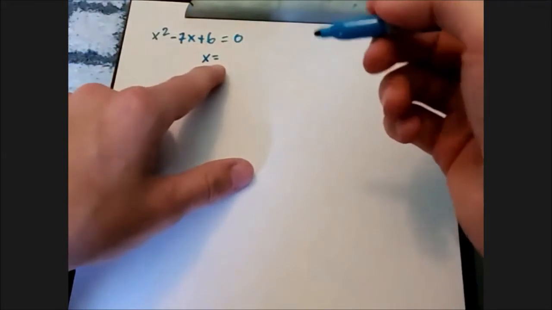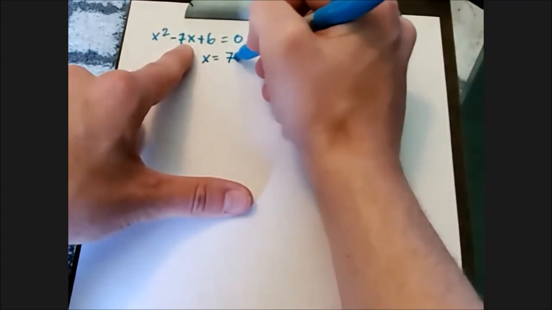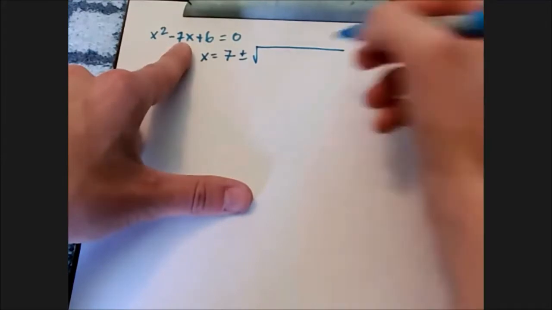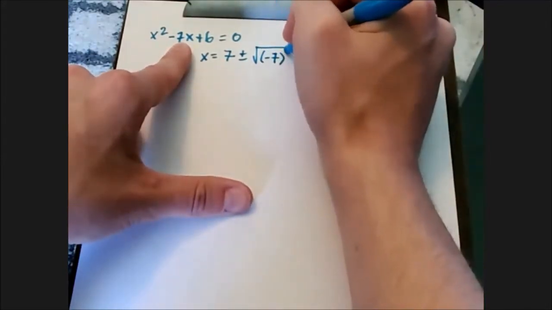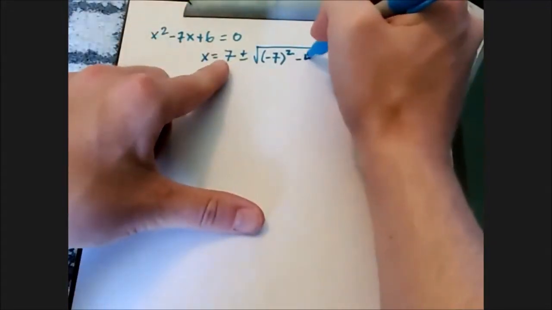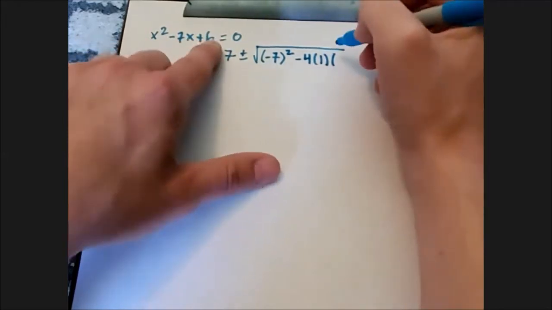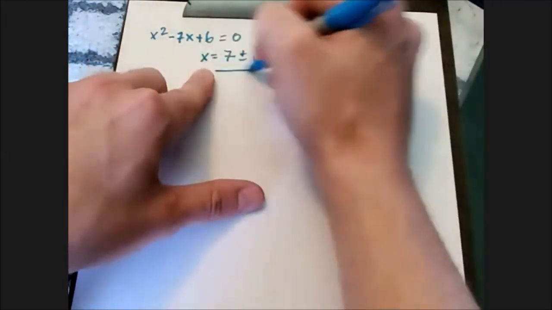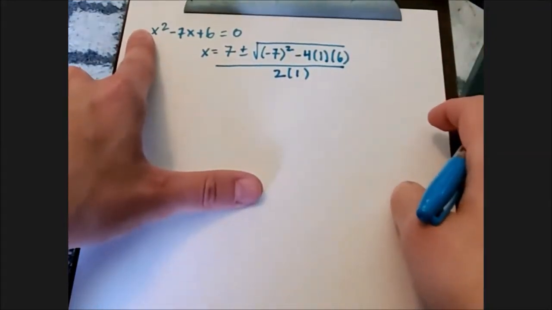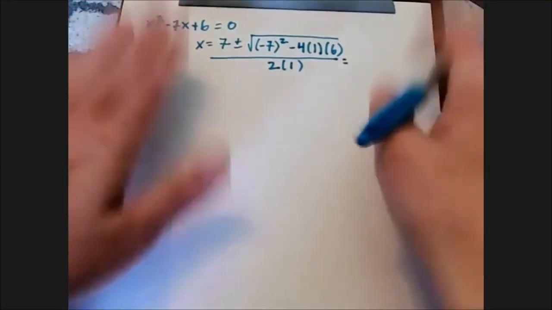So it starts off with -b. Our B is -7. So -7 is, of course, 7, plus or minus the square root of B, which is -7 squared. Notice how I use parentheses there. That's incredibly important. Minus 4 times A, well, A is 1, times C, C is 6, all over 2 times A. And then if you clean this up very carefully, it will give you the two answers, guaranteed every time.